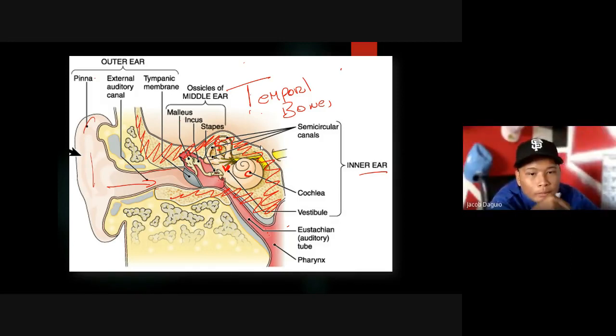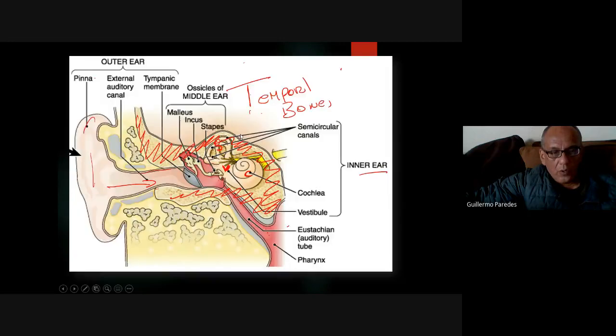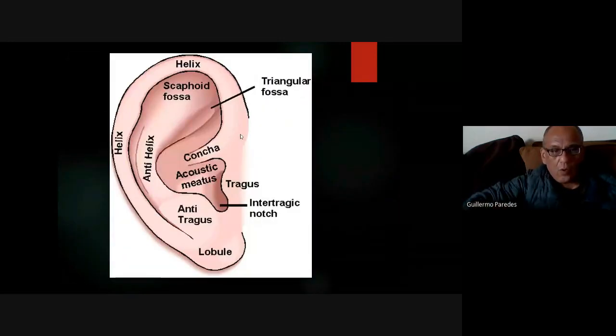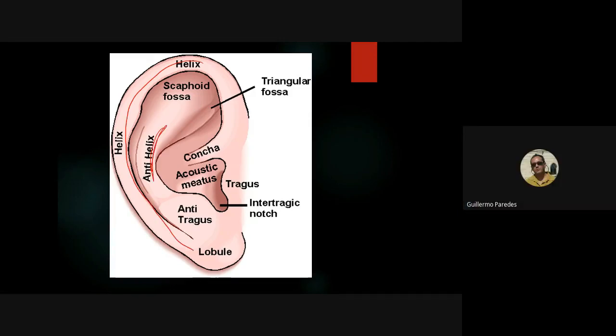One more thing before you go. Here are two important things about the pinna or the auricle. This long line is called the helix. This is going to be called the antihelix. Here we have the tragus, very important, the tragus. And posterior to that, we have the antitragus. The tragus is a very important point.